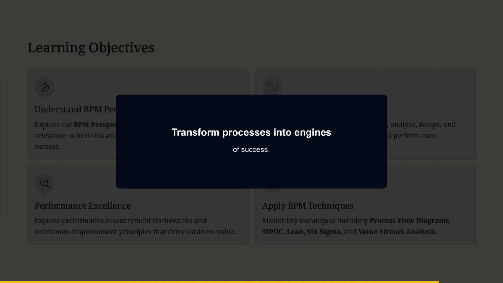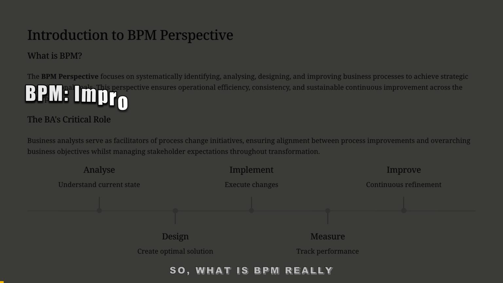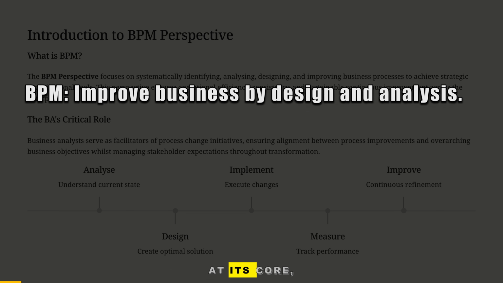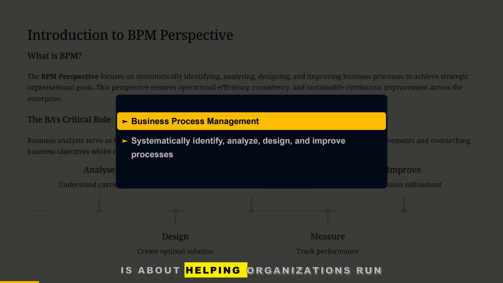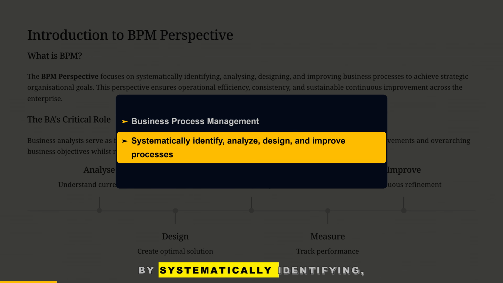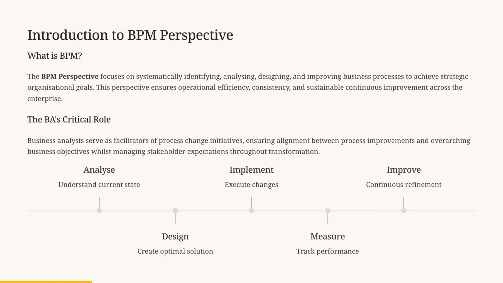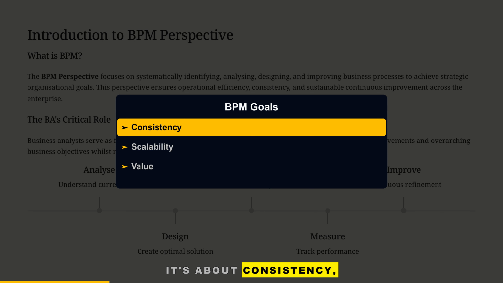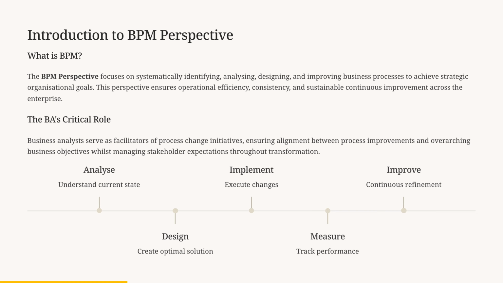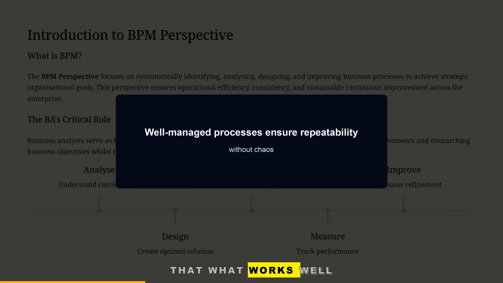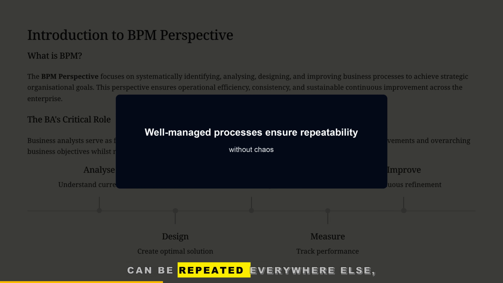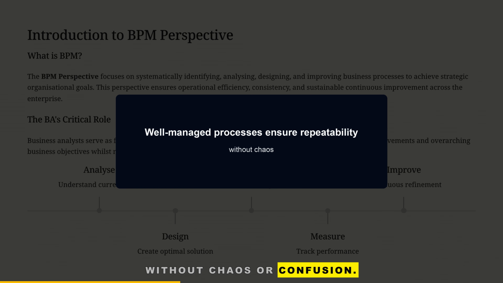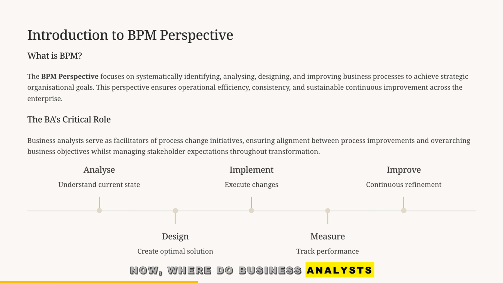By the end of this session, you will not only understand how processes run, you'll know how to transform them into engines of success. So, what is BPM really about? At its core, business process management is about helping organizations run better by systematically identifying, analyzing, designing, and improving the way work gets done. It's not just about efficiency, it's about consistency, scalability, and value. A well-managed process ensures that what works well in one part of the organization can be repeated everywhere else, without chaos or confusion.